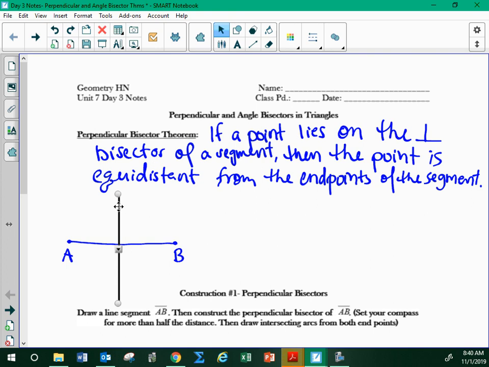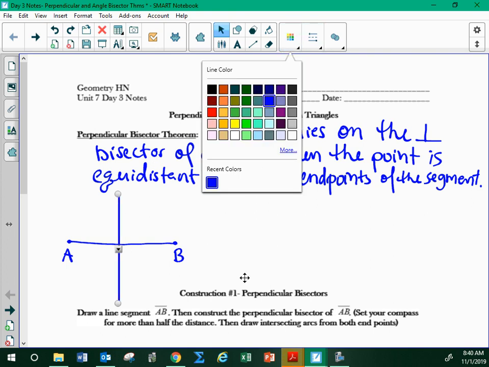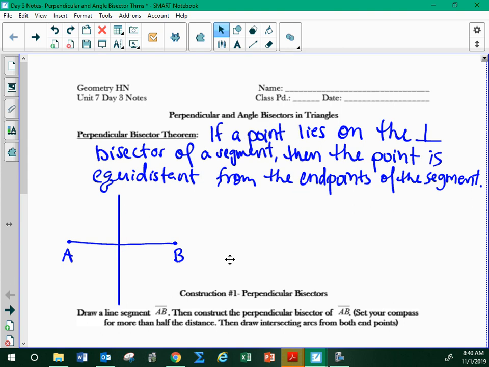Okay, so let's go ahead and make markings so that we know that this is perpendicular and bisecting. So bisecting. And perpendicular. Let's go ahead and call that point where it bisects it M for midpoint. I don't know that we really need it.